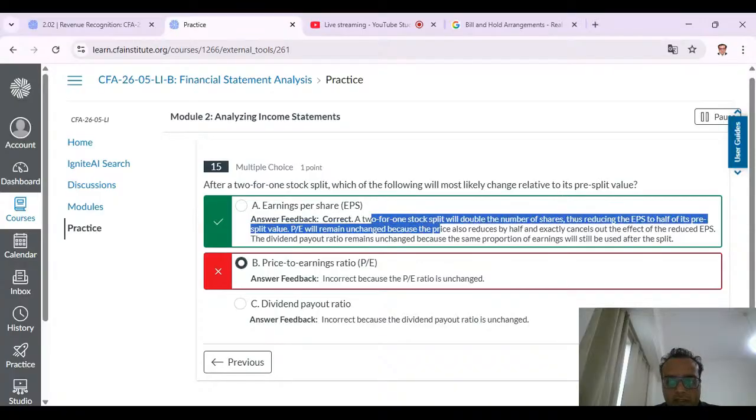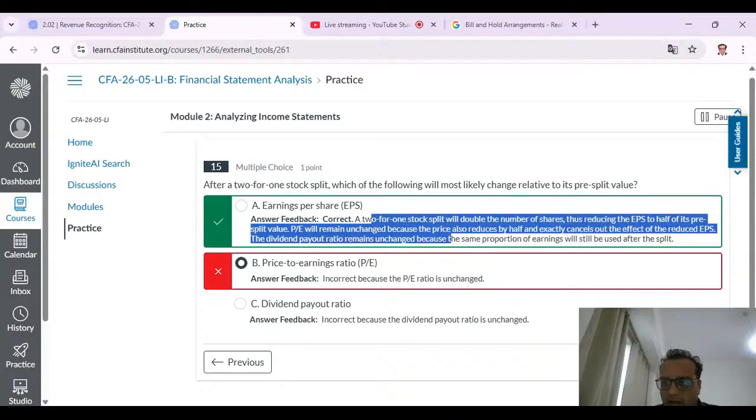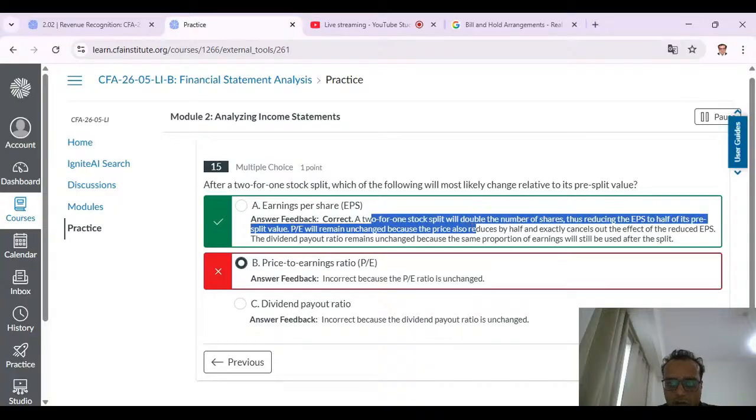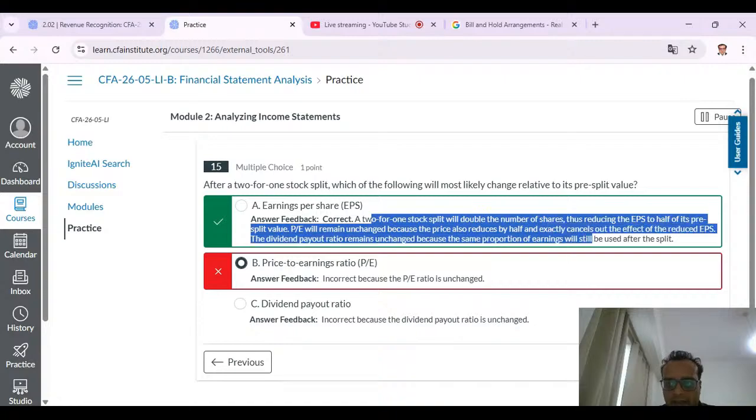A 2-for-1 stock split will double the shares accordingly, reducing the EPS to half of the pre-split value. Price to earnings will remain unchanged because the price also reduces by half and exactly cancels out the effect of reduced EPS. The dividend payout ratio remains unchanged because the same portion of the revenue is still used. Okay, that way.